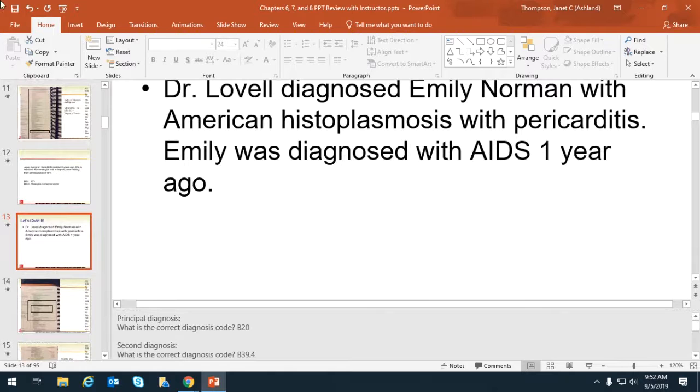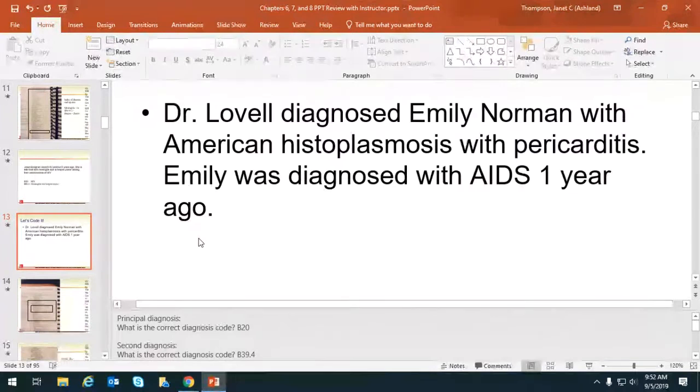All right, we have one more review. This one was really hard, but that's why I thought this is a good one to take a look at. So Emily has American histoplasmosis with pericarditis. She was diagnosed with AIDS 1 year ago. Okay, so she has AIDS. We know we're going to get B20. If it's documented as AIDS, it means it's symptomatic, because there is a code for being asymptomatic. So she has American histoplasmosis with pericarditis.